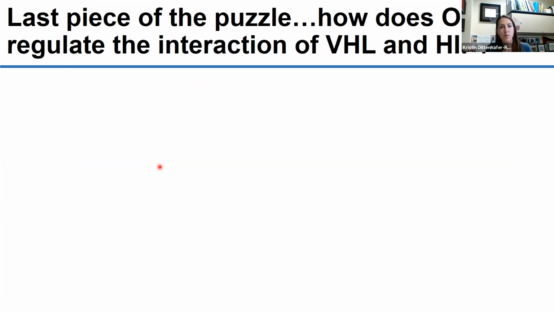All right, so the very last piece of the puzzle. We still haven't connected oxygen directly into this mechanism. We've made observations about when oxygen levels change, what happens, but no direct regulation, no direct mechanism has been shown here. So the last question was, how does oxygen regulate the interaction of this protein VHL and HIF?